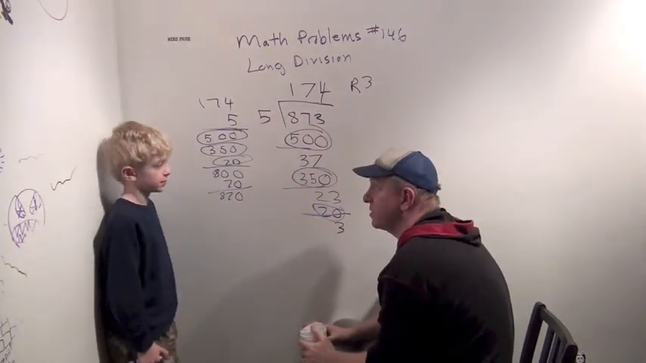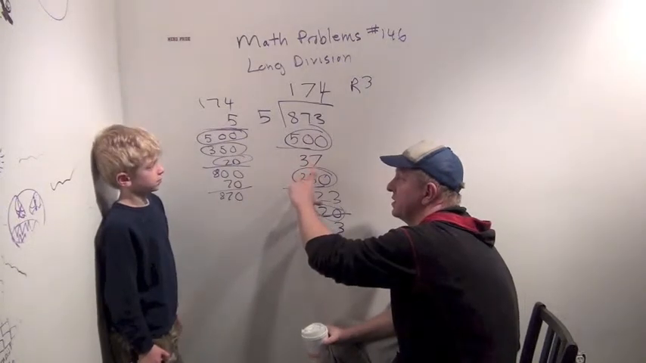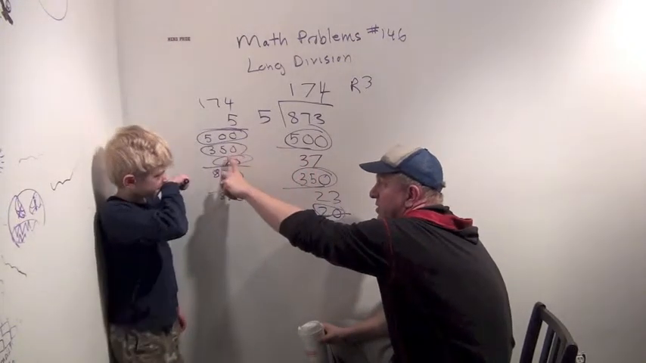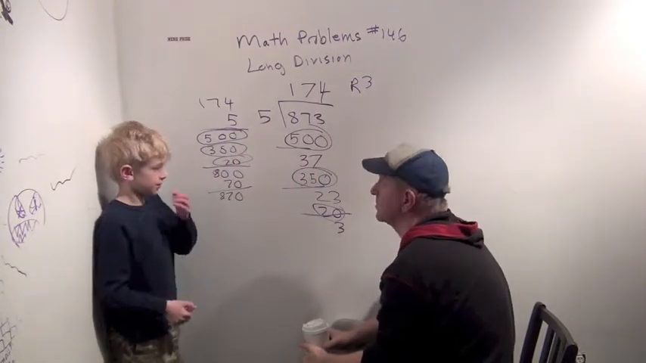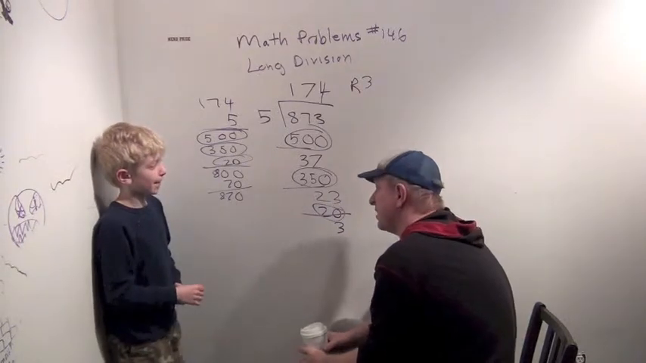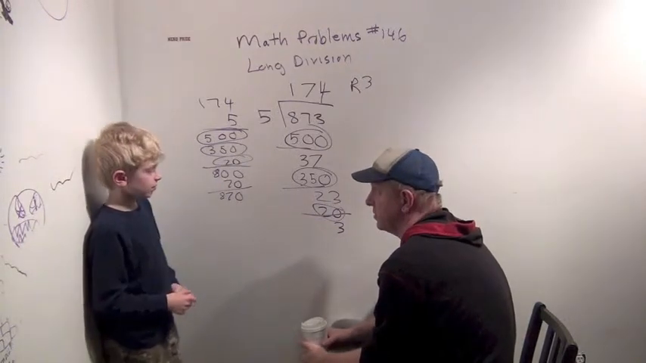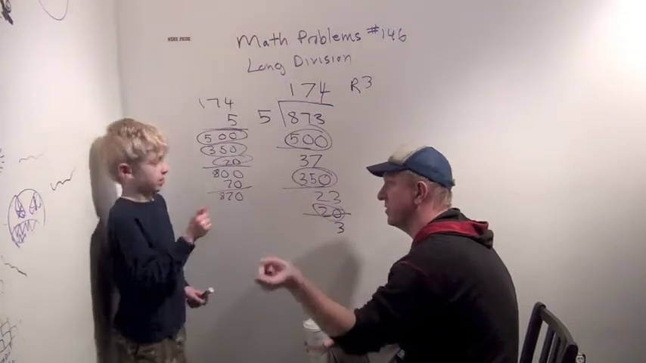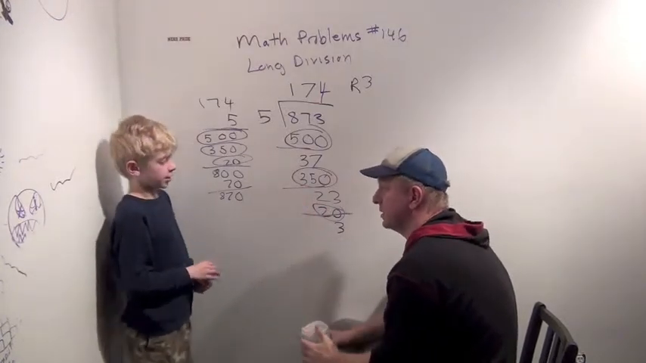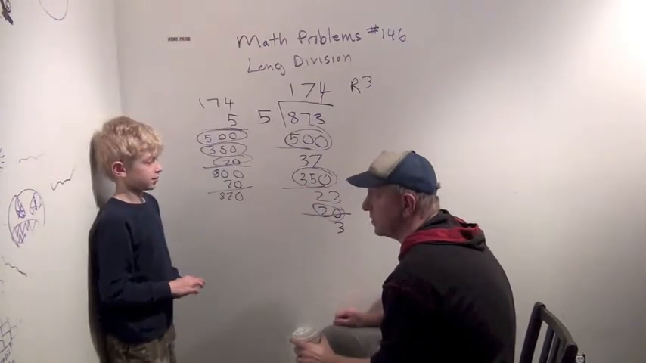So you can start to see that this process is the same as this process, just going backwards. Pretty neat, right? And that kind of is how we think about multiplication and division. They're sort of reverse of each other, right? Like addition and subtraction. Exactly right.